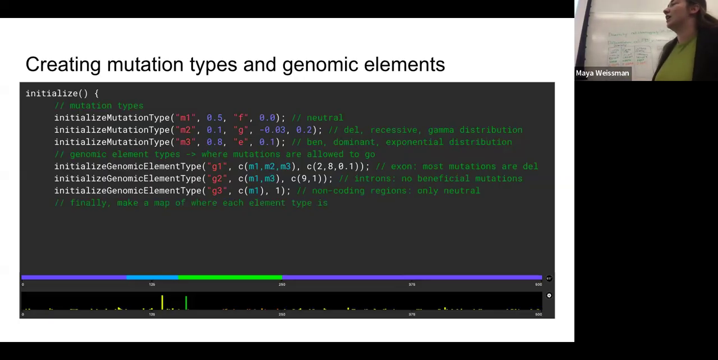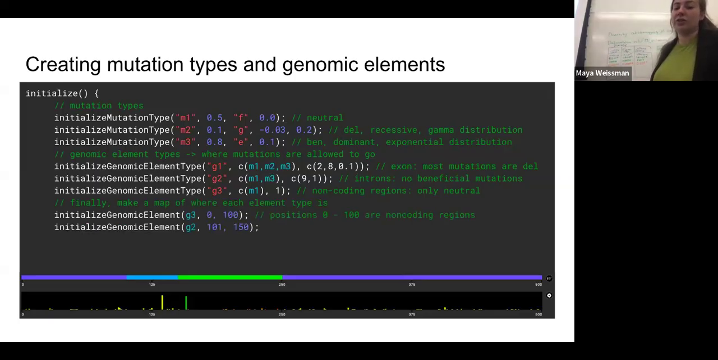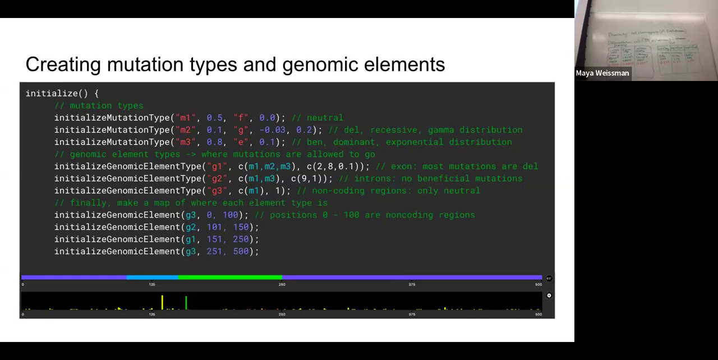And then finally, initializeGenomicElement, not genomic element type, makes a map of where each element is. So I'm saying G3 is going from 0 to 100, G2 is going from 101 to 150, G1 is going from 151 to 250, and G3 is going from 250 to 100. So you can see this map I made. This is the SLiM GUI itself, but this is what each genomic element is. So you can see that the G3 elements are dark blue, and they're at the beginning and G2 and G3.